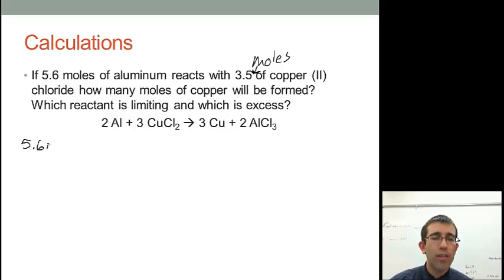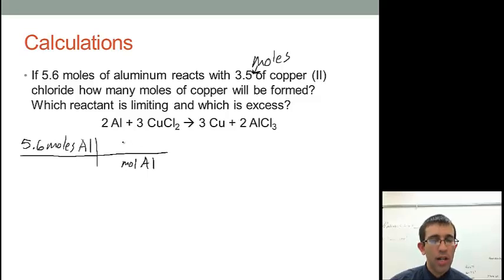So 5.6 moles of aluminum is this one. I want to know how many moles of copper will be formed. Okay? So this is just a mole-to-mole problem. One step. I want to cancel out moles of aluminum because I don't want this anymore. And I want to go to moles of copper. Alright? I have a mole over mole, so if you remember, we'll find our numbers from the coefficients. For aluminum, it's 2. For copper, it's 3.